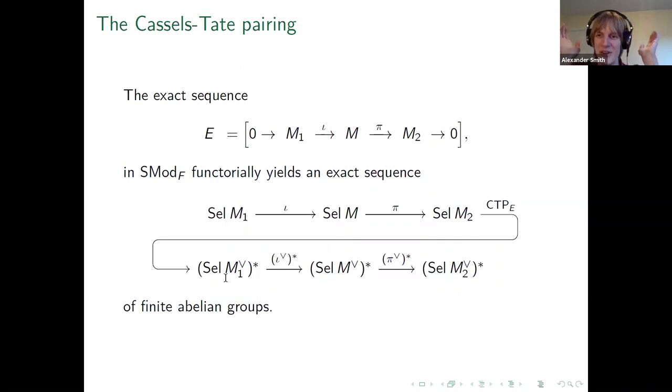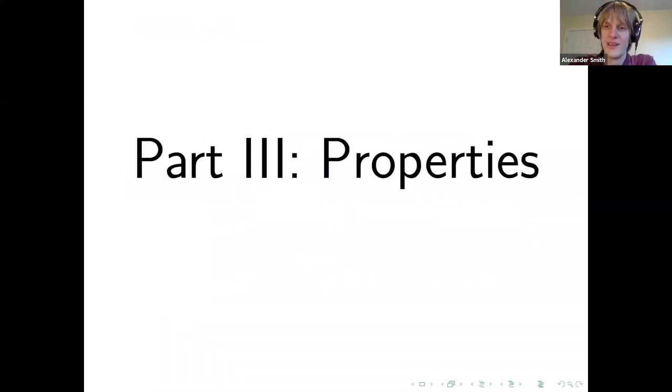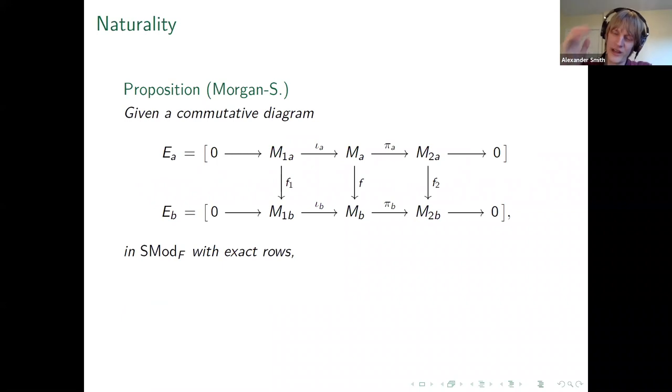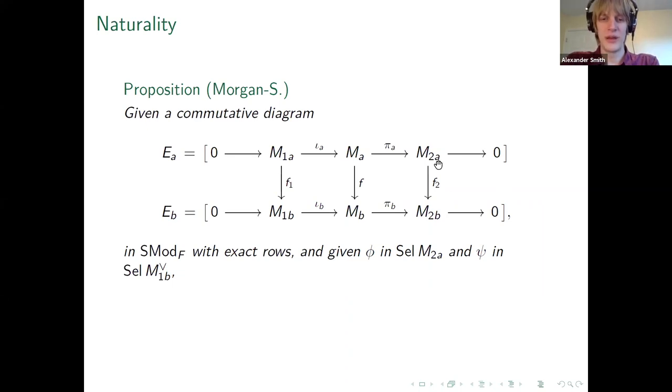Okay, now again, the value of thinking about the Cassels-Tate pairing in this way depends very much on the properties we can show for it. And the big one is this. It is naturality, and here's how it works. We have a map of sequences EA to EB, and we have phi in the Selmer group of M2A and psi in the Selmer group of M1B check. There are two ways to take the Cassels-Tate pairing of these two elements. First, you can map phi along F2 and take the Cassels-Tate pairing with respect to the second sequence. Alternatively, you can take the dual of F1, which maps from M1B check to M1A check, and then psi under this will give you something in M1A check, and you can take the Cassels-Tate pairing up here.